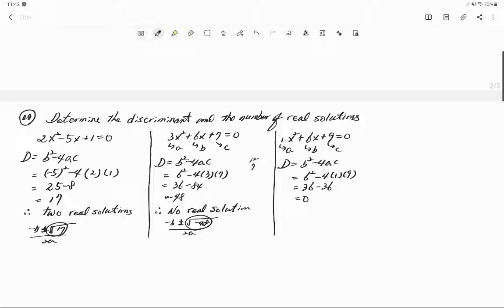That means negative b plus or minus the square root of 0, over 2a, right? So this part is 0. That means we have only one real solution. Therefore, there is one real solution.